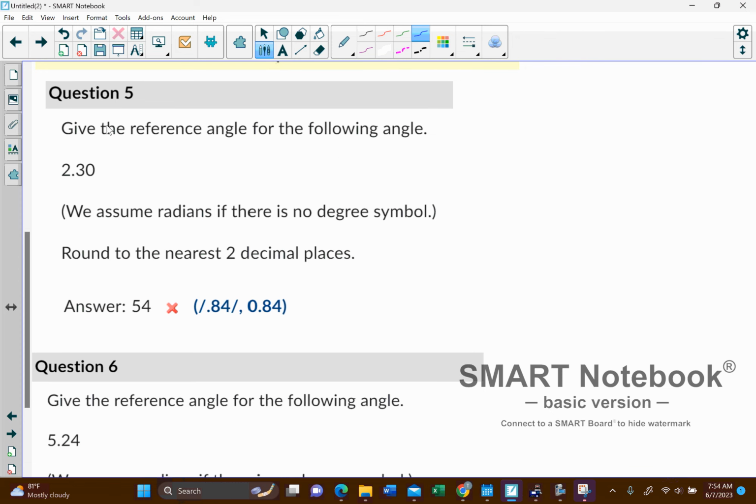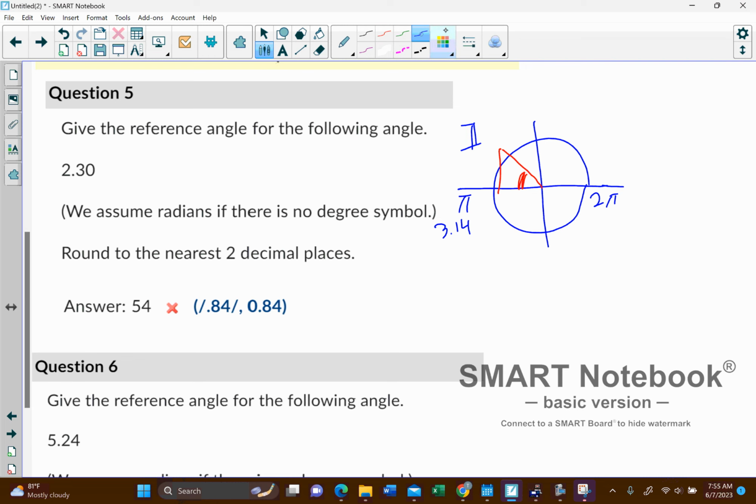Right here it says give the reference angle for the following angle of 2.30. Assume it's radians if there's no degrees. So we're going to assume that. Looking at our unit circle, basically our x and y axis here, going all the way around would be 2 pi. This would be pi over here, which is about 3.14. So 2.3 is going to be somewhere in quadrant 2. I don't know exactly where it's at, but I'm just going to roughly draw it about right there. So what we're looking for is this angle right here.